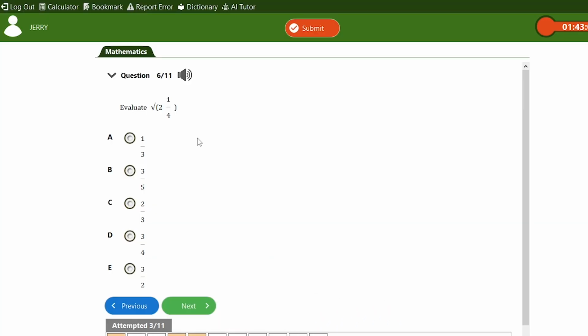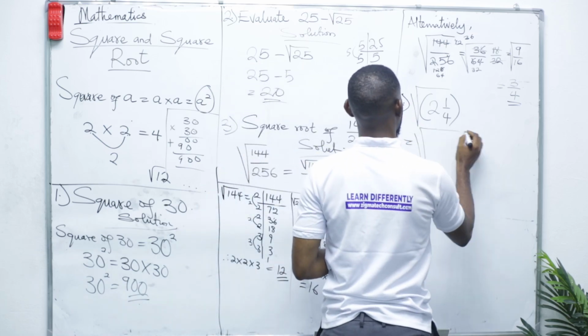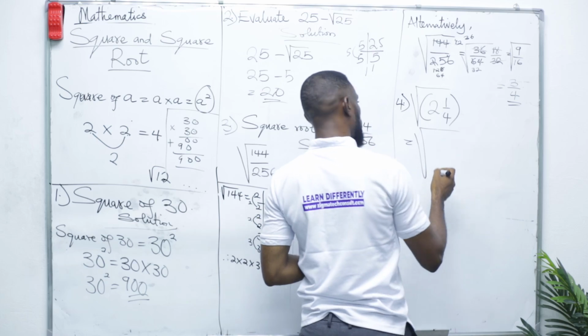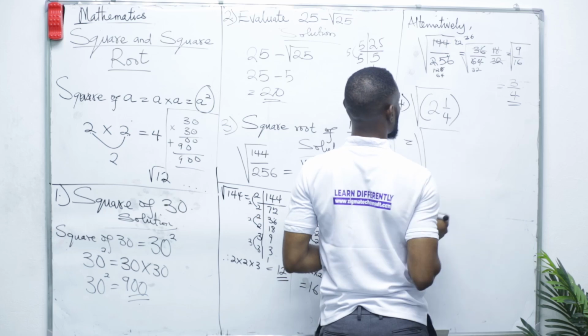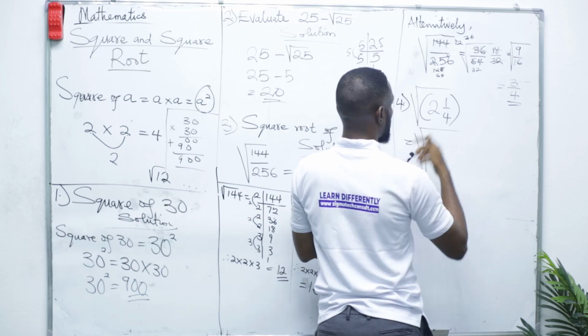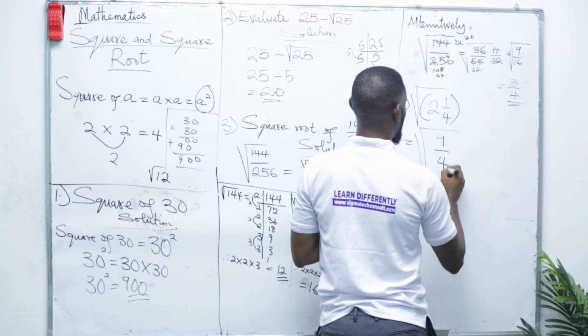Okay, look at this one. This says we should evaluate the square root of 2 whole number 1 over 4. So it is simple. Let's convert this to an improper fraction. So this is 2 times 4, 8, plus 1, 9. So this is 9 all over 4.